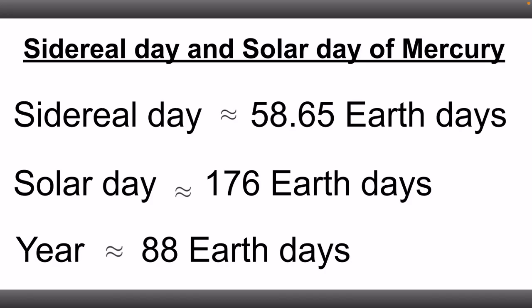On Mercury, this sidereal day is roughly 58.65 Earth days. While the solar day is roughly 176 Earth days. A year on Mercury is 88 Earth days. So, the day is longer than its year.